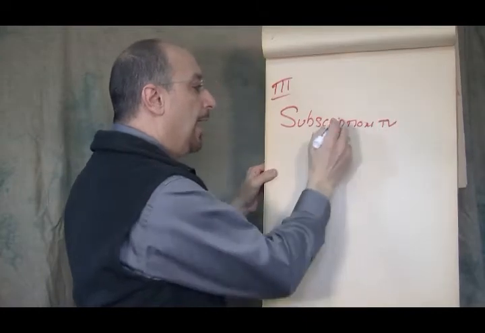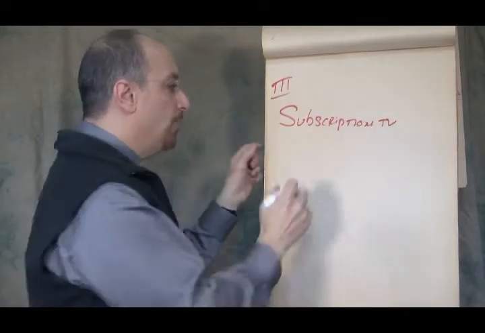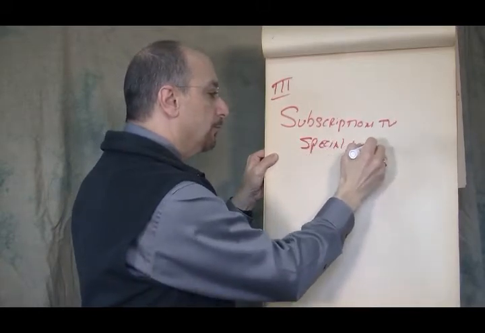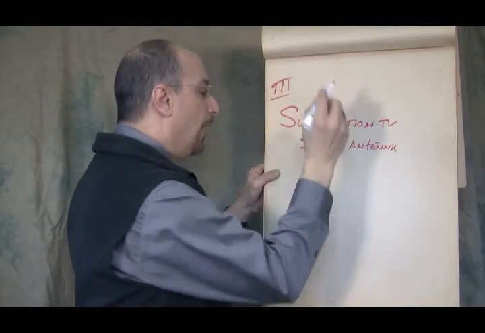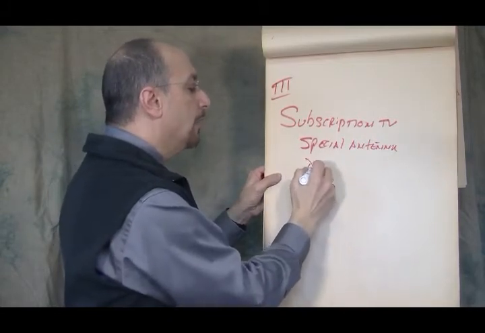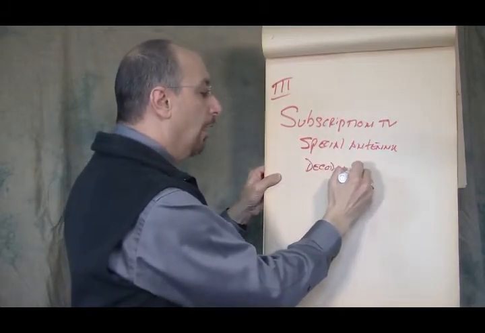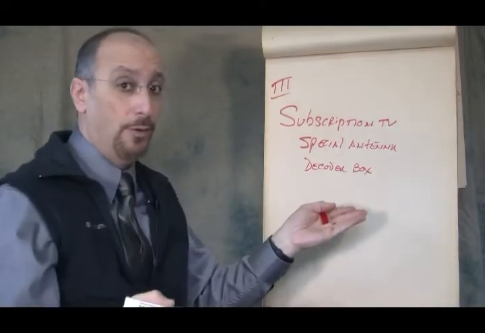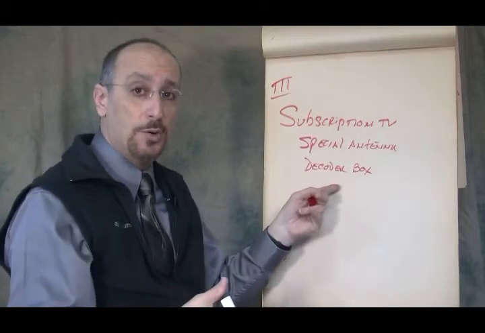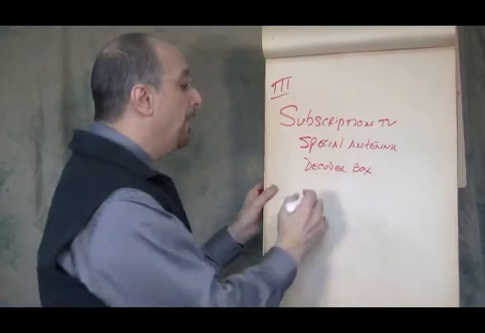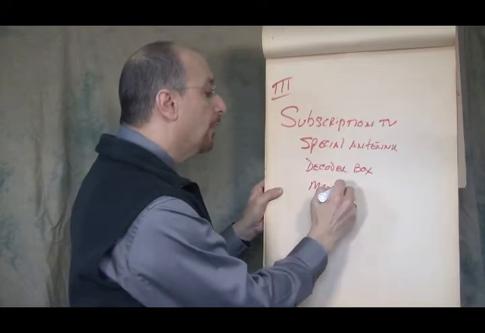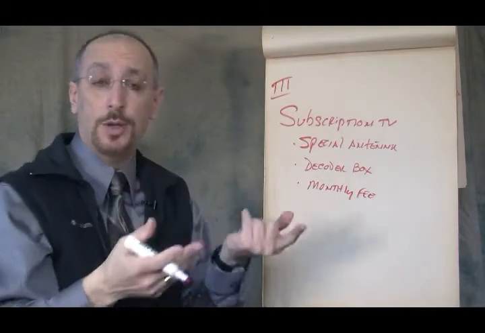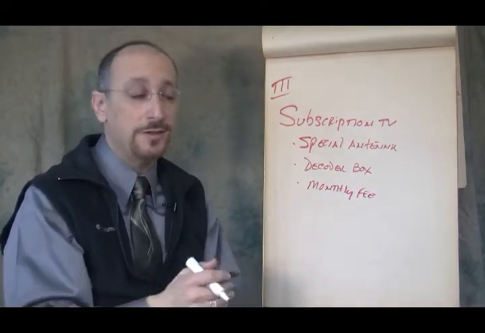Okay? And subscription TV uses a few things. It uses a special antenna. Okay, you need a decoder box because it scrambles its signal. You can't get the signal unless you pay for it. And they send you a box, a decoder box, to unscramble the signal, and then you pay a monthly fee in order to pay for the service.